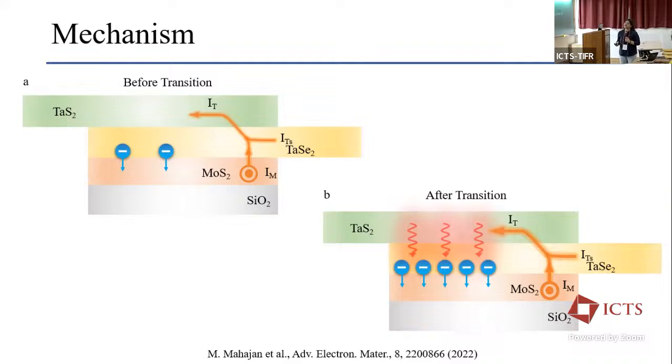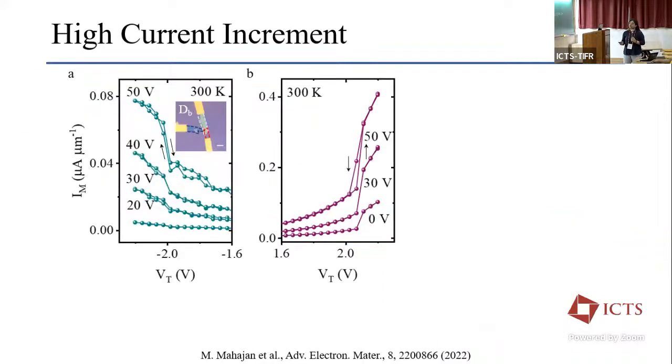So this is the situation before the transition, and this is the situation after the transition. What happens is that when the TaS2 transition happens, there is a sudden increase in the current, but at the same time there will be a local increase in the temperature because of current-induced Joule heating, which transfers kinetic energy to the carriers, and they can easily cross the thermionic barrier at the TaSe2 to MoS2 interface. To further explore this, we designed a new device.